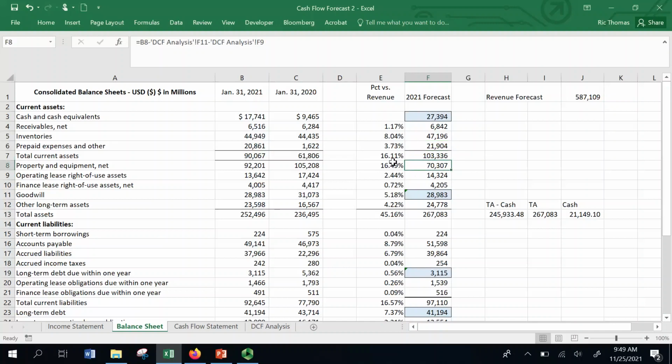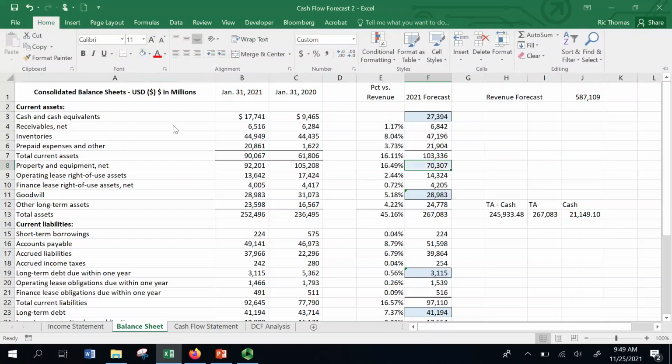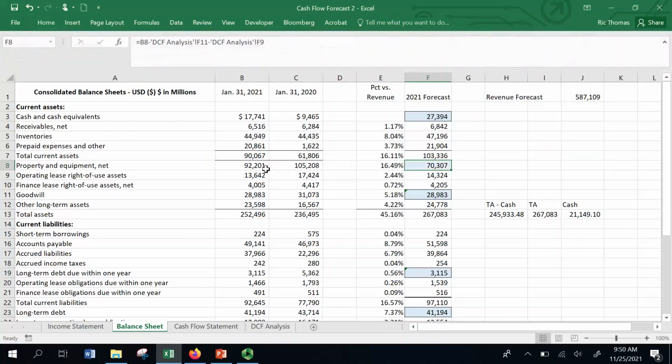PP&E is a little different. I should probably have blown this out because this one's a little different as well. Let me go ahead and do that. Let me make a note here. This one's a little different. Property, plant, and equipment is simply going to equal this property, plant, and equipment plus CapEx minus depreciation.